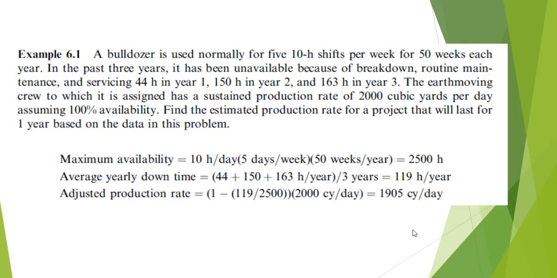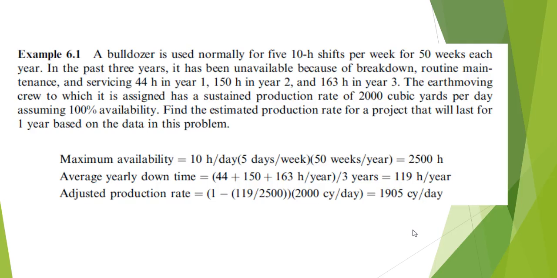And if you have an earth moving crew who's going to need to have a sustained production rate of 2,000 cubic yards per day, this assumes 100% availability of your bulldozer. What is the estimated production rate for a project that will last for 1 year based on the data that we know is the case? In other words, that machine hasn't been available 100% of the time.